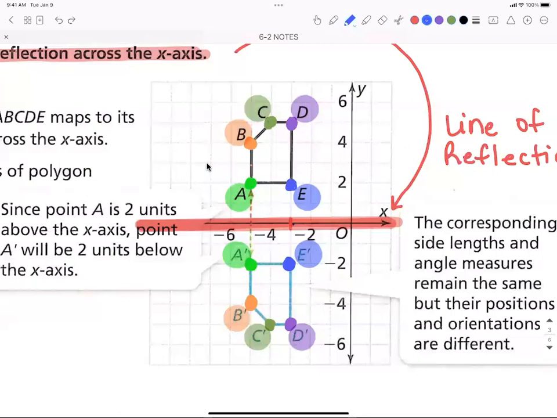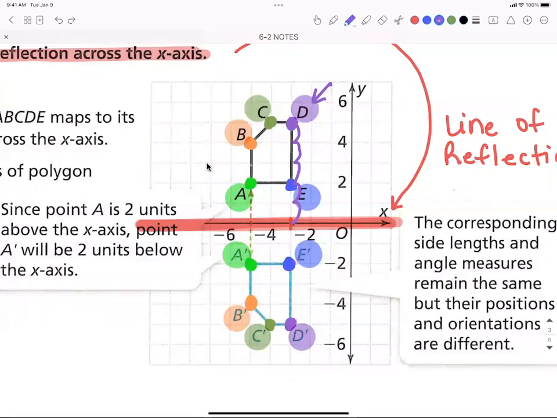Okay. So same thing with D. I'll do it and then I'll erase it. I go to original D, which is right here, and I count 1, 2, 3, 4, 5. I land on that line of reflection and it was 5. So I go the other way. 1, 2, 3, 4, 5. I land it and I name it D prime.